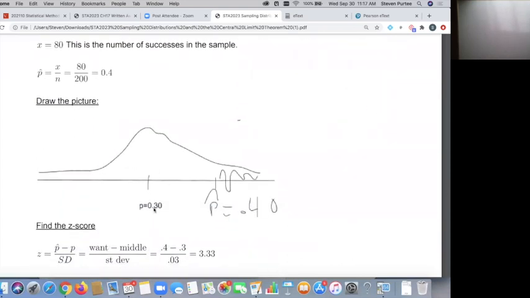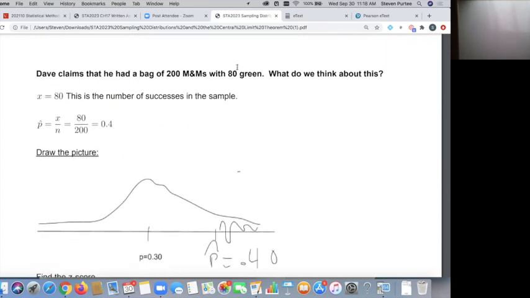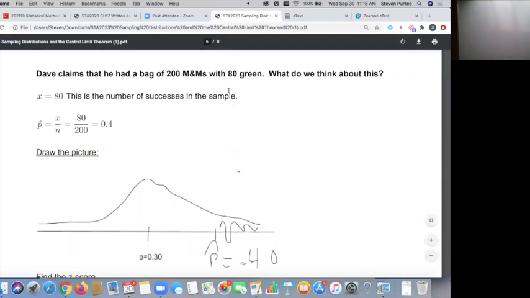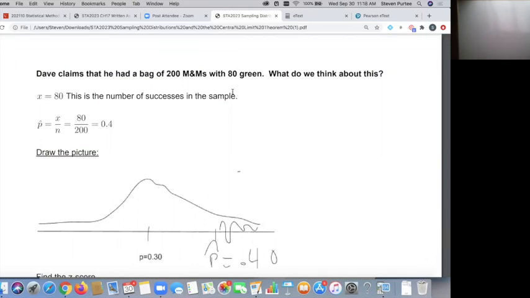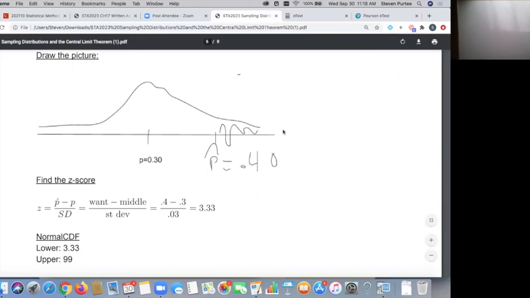So we draw our picture. Right in the middle is our average bag, 30% green. Now remember, normal distributions, you can't find the probability of hitting a number exactly. I can't tell you, using this model at least, the probability of him having exactly 80 green. I can only do 80 and above. So you always have to shade something. If you're not told above or below, always shade a tail. So I'm going to shade this tail above 40%.